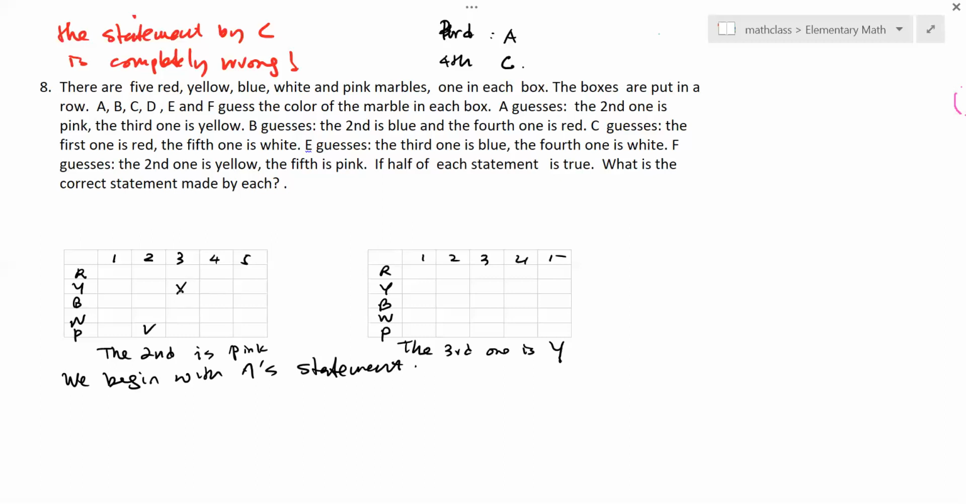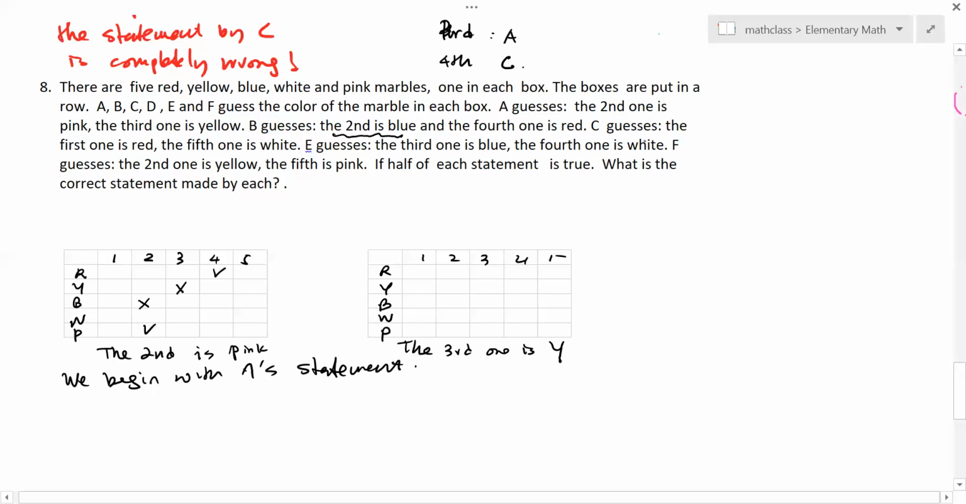Okay. Now you can try and look at the B. B says that the second one is blue, the fourth one is red. But you don't know which one. The second one is blue, is that correct statement? Right? Because we already know the second one is pink. So the marble in the second box is a pink color. So then the second one is blue is going to be the wrong statement. Then the fourth one is red is correct statement. Okay? So that's how you do that. Because only half of the statement is correct.